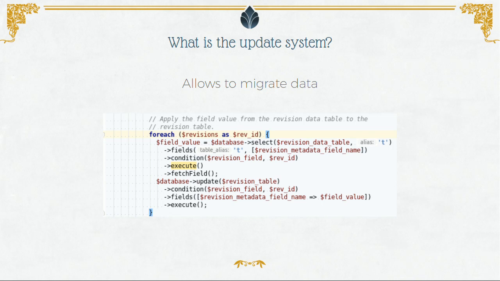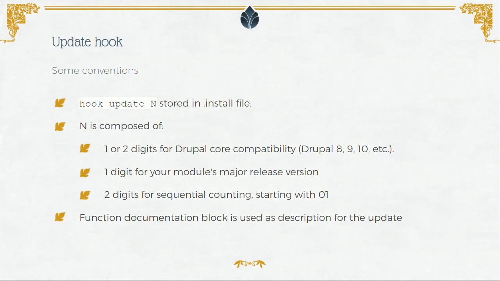The update system and update hooks are there to provide us an API to make these changes. Let's discuss some conventions about update hooks. First of all, we all know this hook has been there forever, hook_update_N. We put it in the install file. The install file is loaded only on install or during the update process, and that piece of code is only executed on demand, whenever needed, during either installation or the update process.